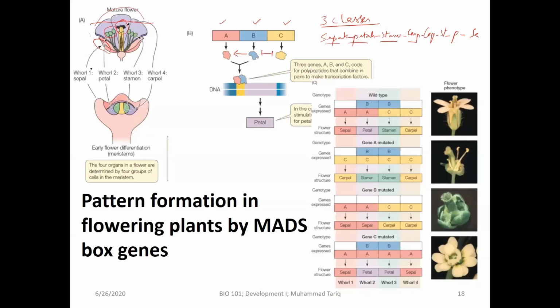Whorl 1, whorl 2, whorl 3, whorl 4. Elliot Meyerowitz's lab did a beautiful genetic screen in Arabidopsis to understand how this symmetry, this pattern, is formed. And he discovered 3 different classes of genes, 3 different classes of phenotypes.